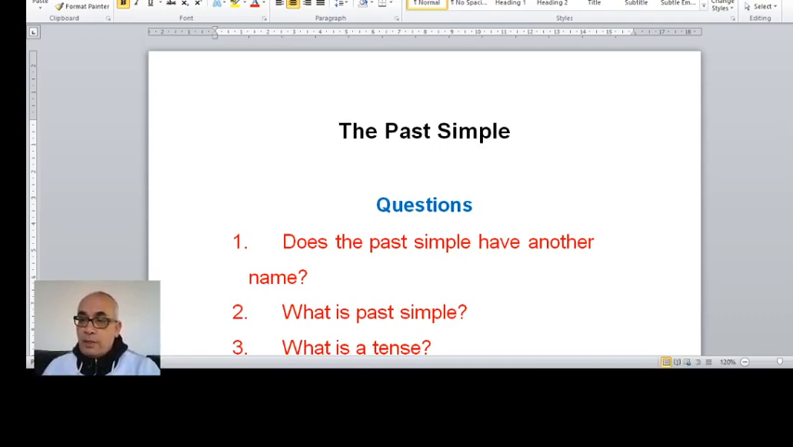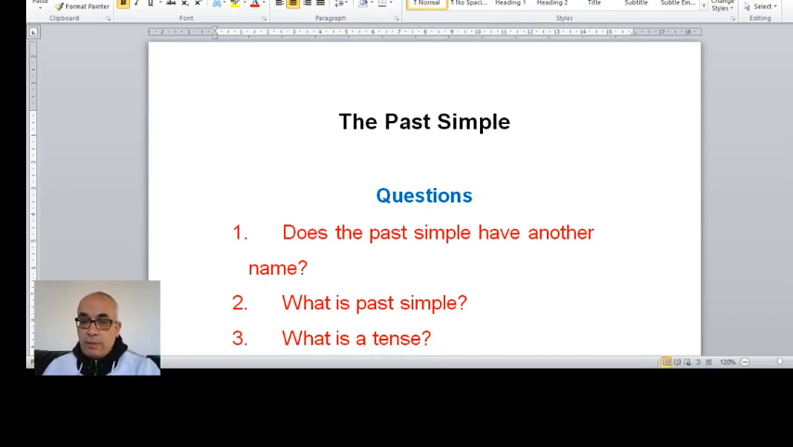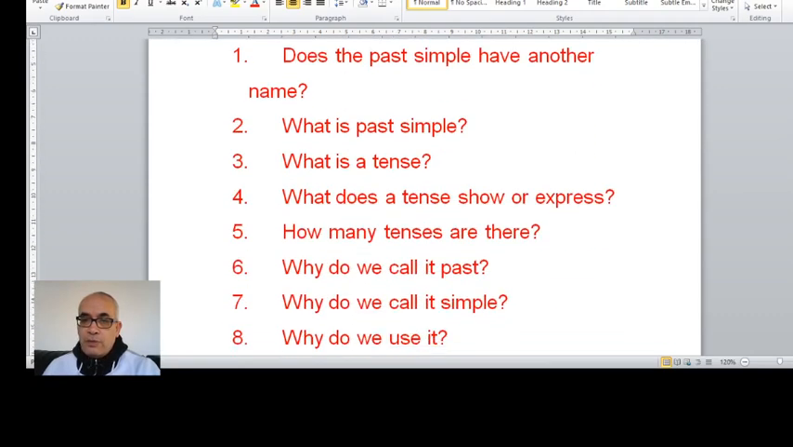Today our lesson is on the past simple. I've got 8 questions for you. The first one, does the past simple have another name? Number 2, what is past simple? Number 3, what is a tense? Number 4, what does a tense show or express? Number 5, how many tenses are there in English?